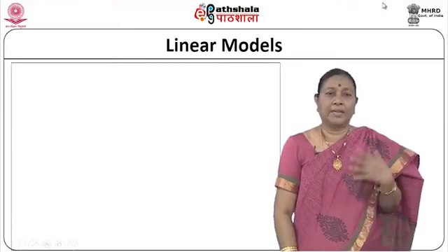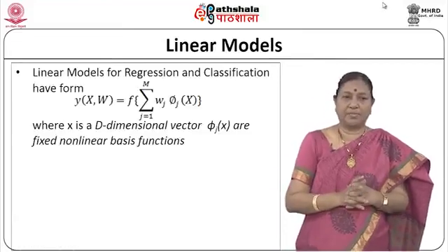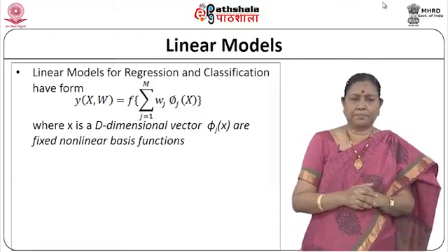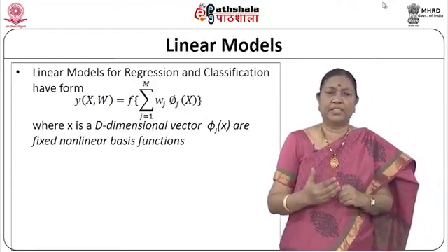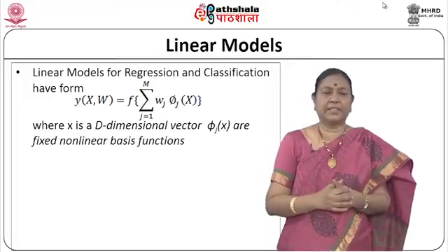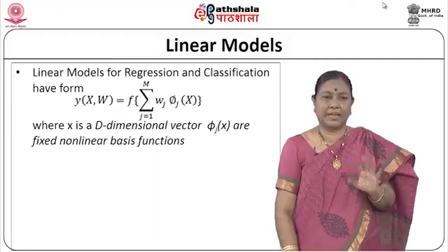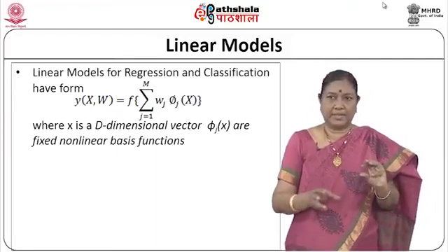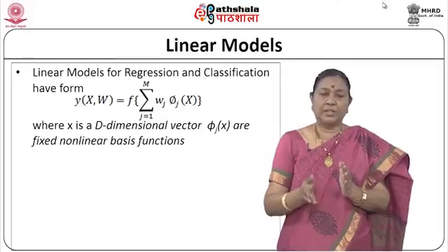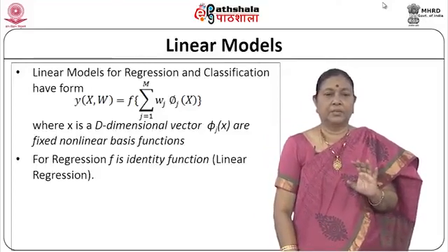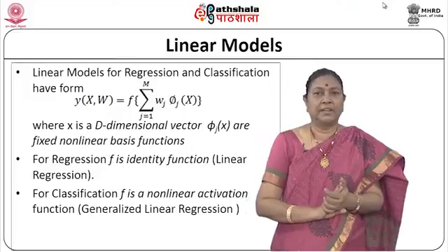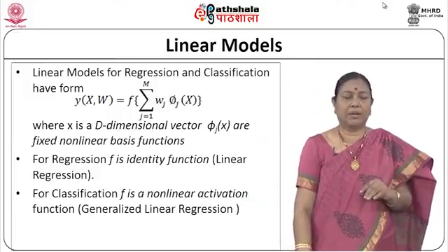So, the linear models we can talk about first. Linear models for regression and classification have the form y(x, w) = f(sum over j = 1 to M of w_j phi_j(x)), where x is a d-dimensional vector, and phi_j(x) are fixed non-linear basis functions. We will come into detail about this again as we go along. Please note here, x is a d-dimensional vector that has been converted using a non-linear basis function, and you have a weight associated with this. Now, for regression, f is the identity function, linear regression, and for classification, f is a non-linear activation function, in general, generalized linear regression.